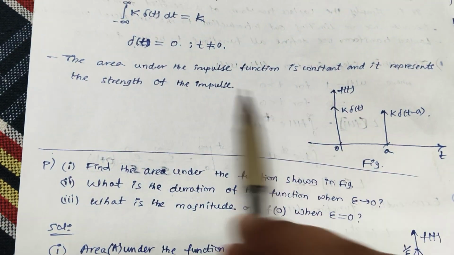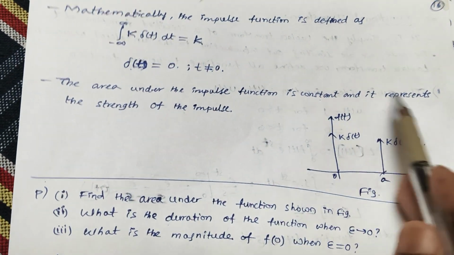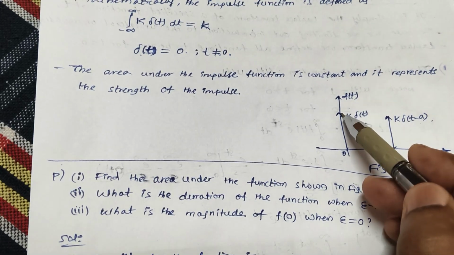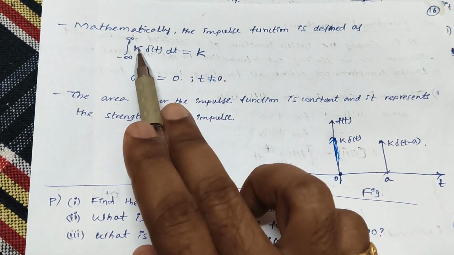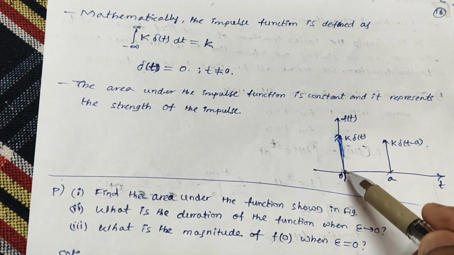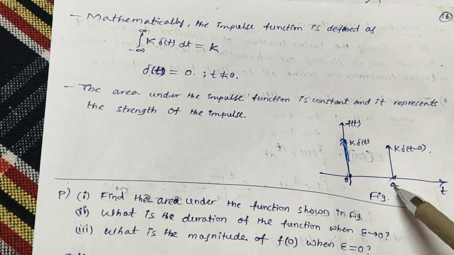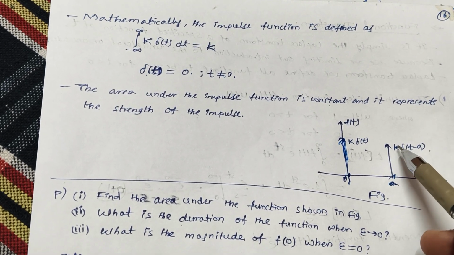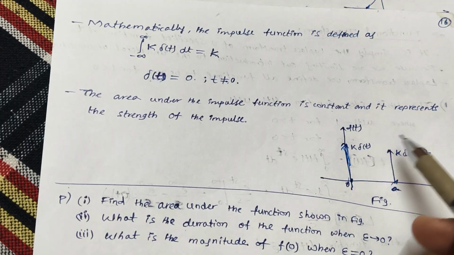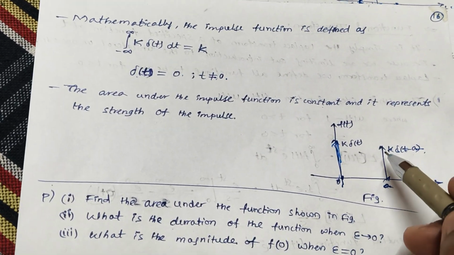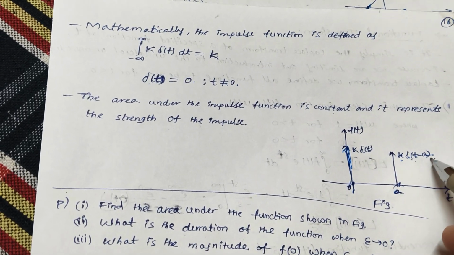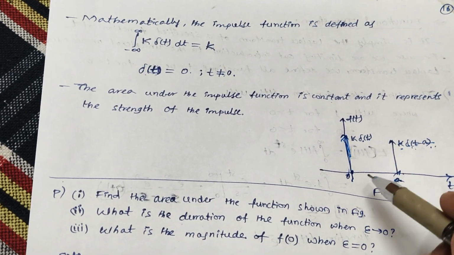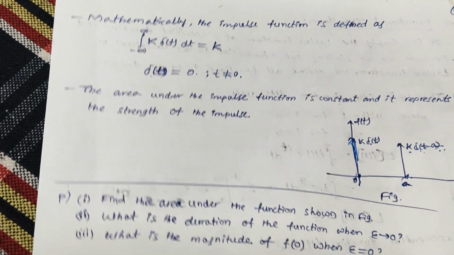That means it can be expressed like this: the area under the impulse function is constant and it represents the strength of the impulse, like k magnitude at 0. F of t is equal to k into del of t, if it is having k magnitude. If it shifts right side by some time a, then the same thing can be represented as k into del of t minus a. We have seen this in the step function also. So the same thing we can use during the problems also. We'll see one problem based on this impulse function.